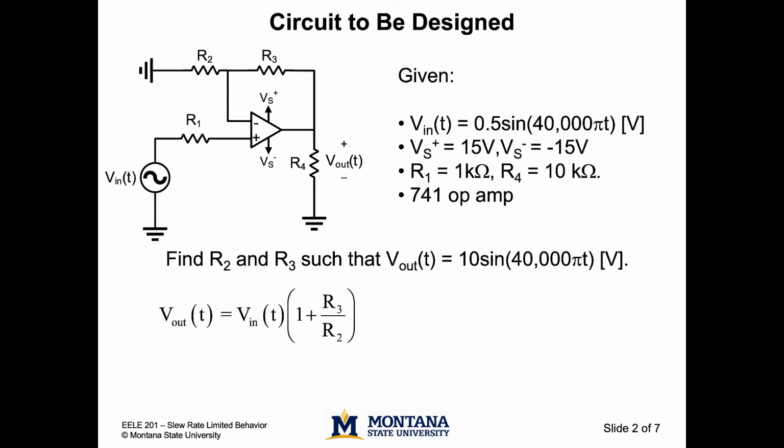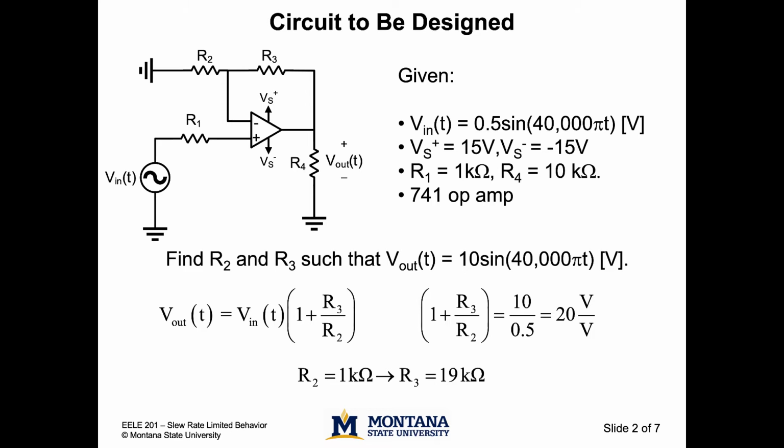Easy enough to show that the output voltage is related to the input voltage with this gain factor 1 plus R3 over R2. And so we need to figure out R3 and R2 such that the output voltage has an amplitude of 10 when the input voltage is a half a volt. So we need a voltage gain of 20 volts per volt. Now there are various R2 and R3 values that would work to give us this 20 volts per volt. I chose R2 as 1,000 and R3 as 19,000. So with those values, we should get a gain of 20 volts per volt.